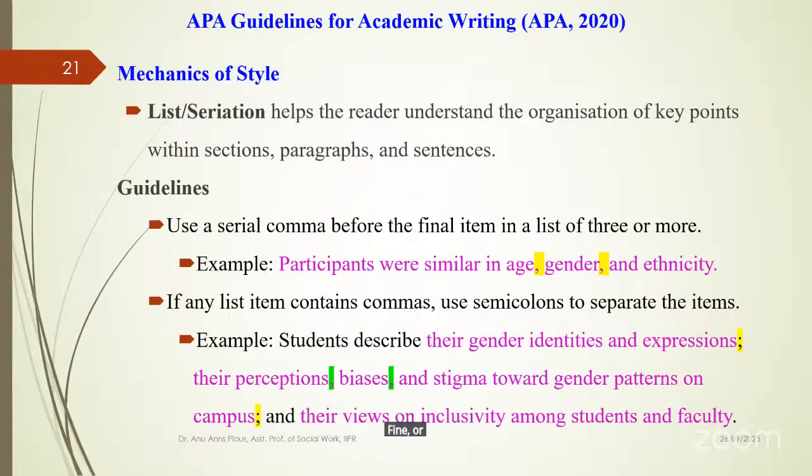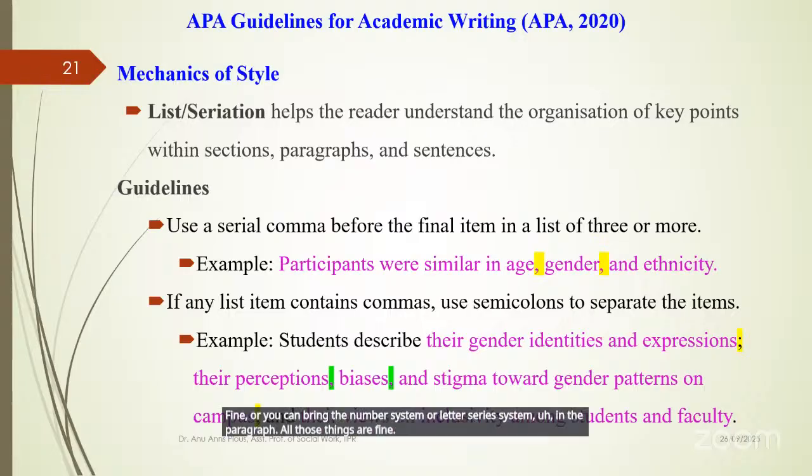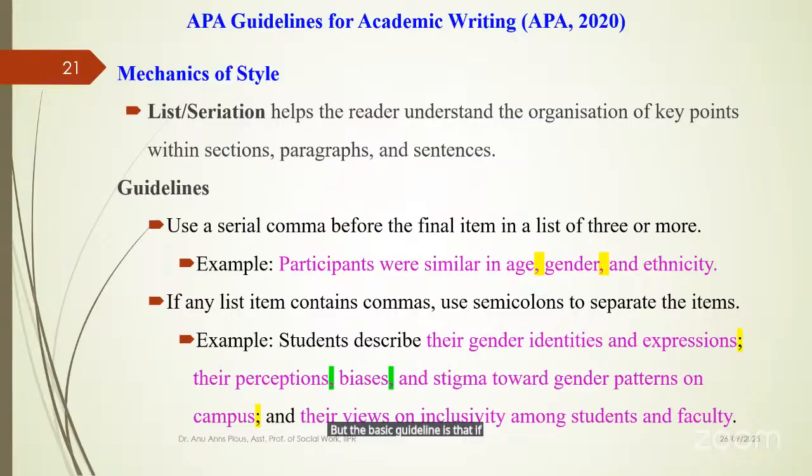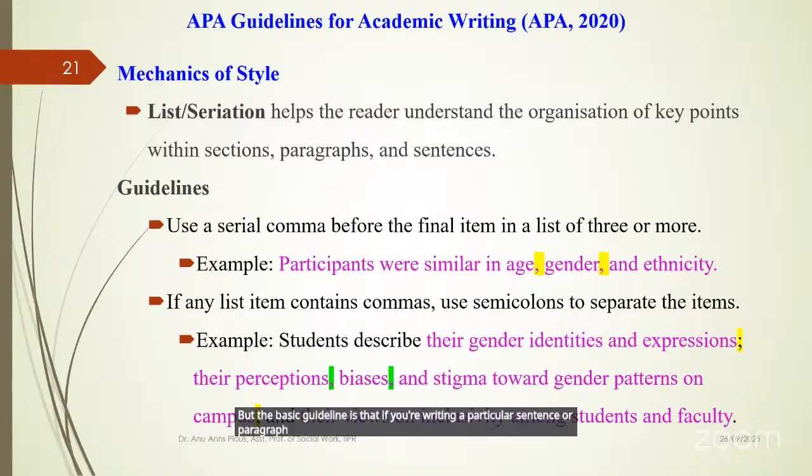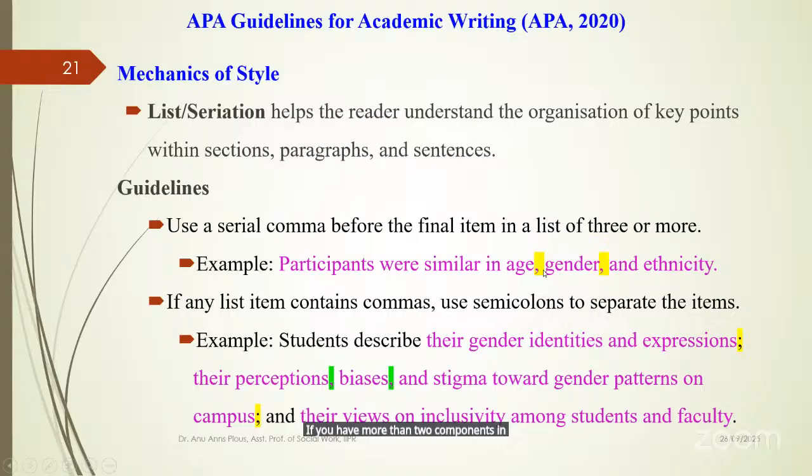Or you can bring the number system or lettered series system in the paragraph. All those things are fine. But the basic guideline is that if you're writing a particular sentence or paragraph, in that if you have more than two components, look at the first example I have given. If you have more than two components in a sentence, you need to give a comma until the second last component, and then give the word and, and then the last component.